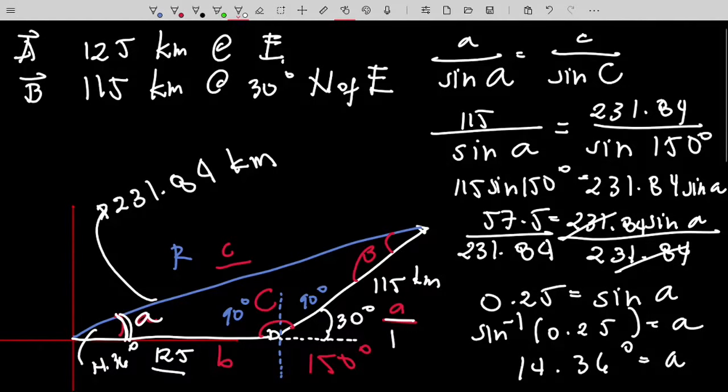We know that this is your east and this is your north. Simply, we count 14.36 degrees starting from east going to the north direction. So it should have the direction north of east. So again, that is how we do it. Whenever we have an obtuse triangle, always use the law of cosines to get the magnitude of the resultant force. And to get the angle of the resultant force, we use the law of sines. Now let's try another example.